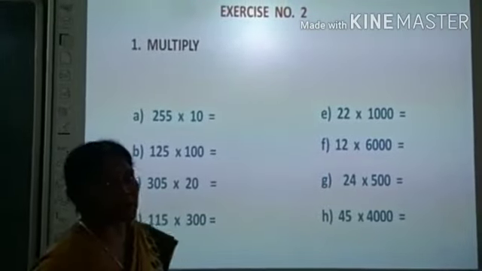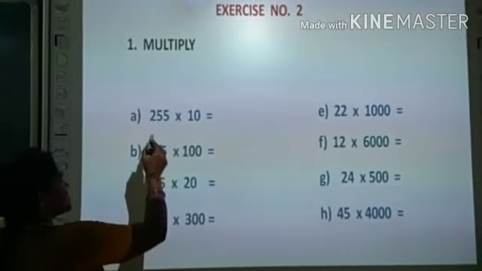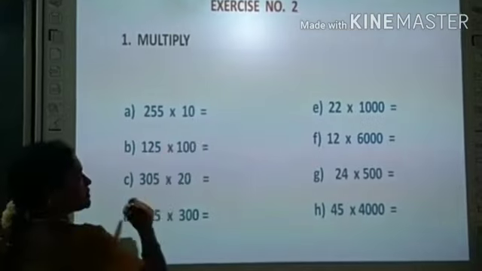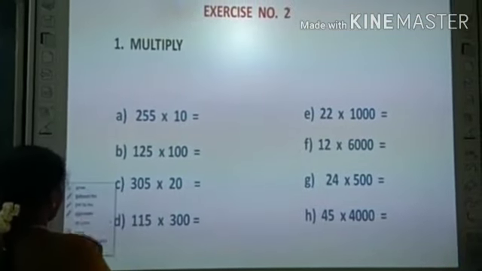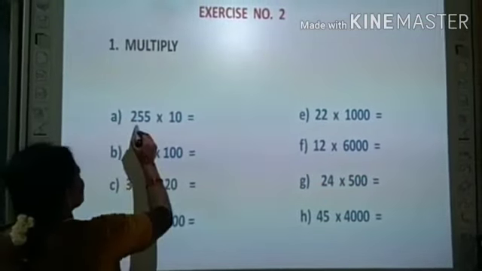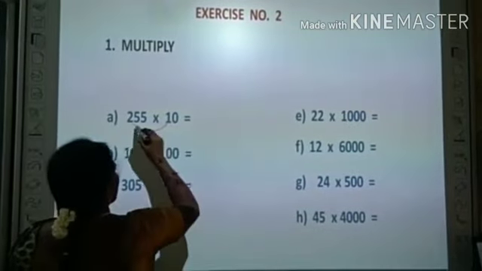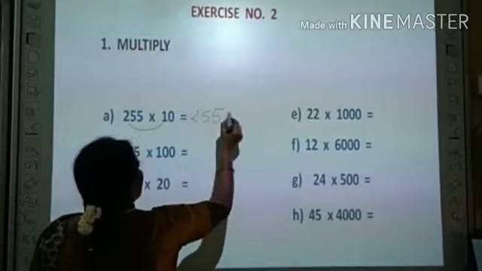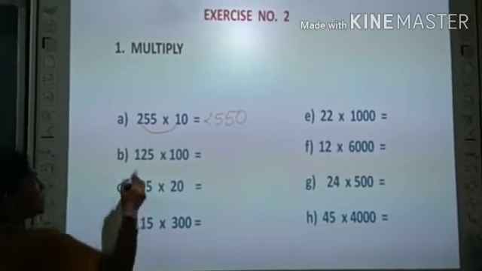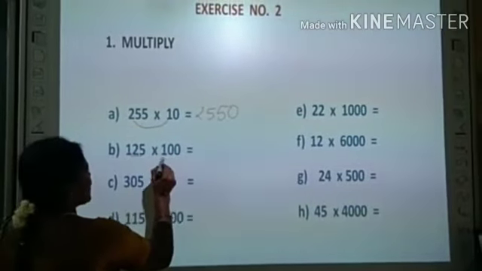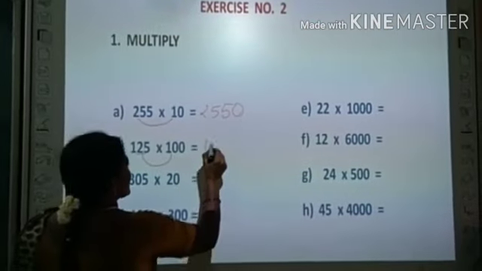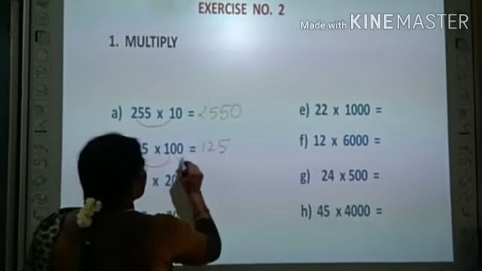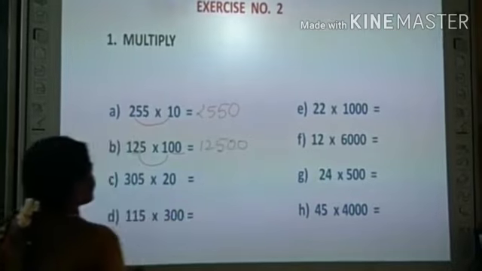Come to exercise number 2. Multiply. So 255 into 10. First we should multiply. 255 ones are 255. Then you add 1 zero to the right side. Okay. Then 125 into 1. So 125 ones are 125. You put 2 zeros to the right side.